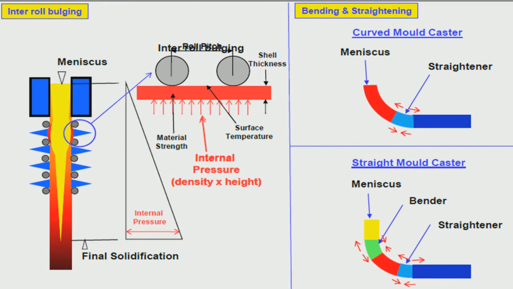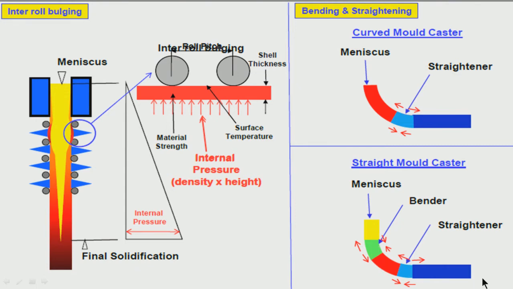Yeah, this is the curved mold caster. That means the mold itself is curved. This is the mold. Here the mold is indicated as a vertical mold. So the strand which is coming out from the mold is also vertical, like here is a straight mold caster, like this vertical mold caster. So the strand which is coming out of it is vertical.